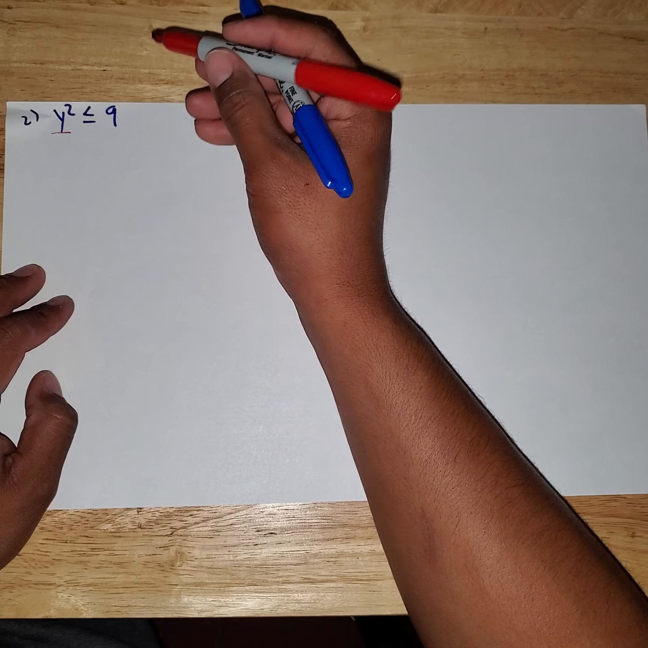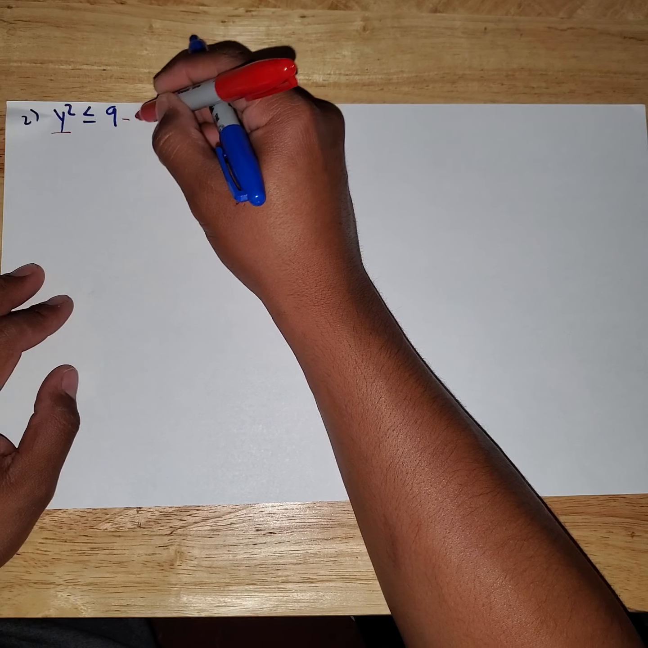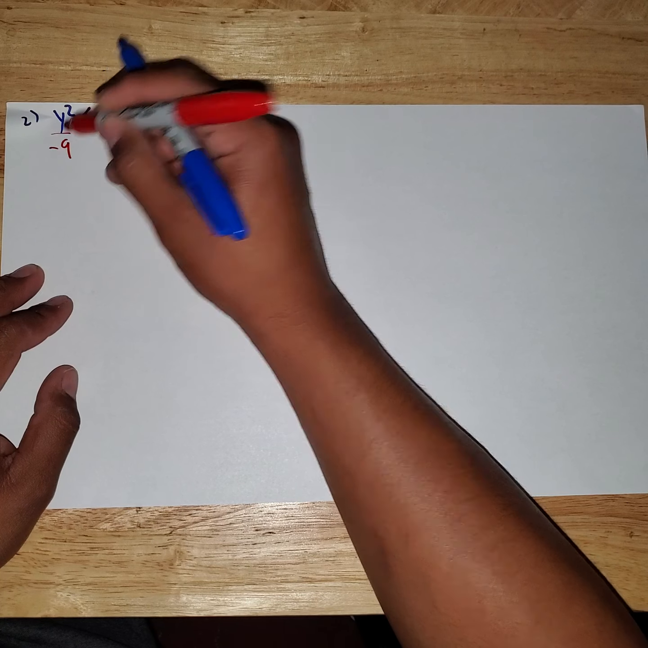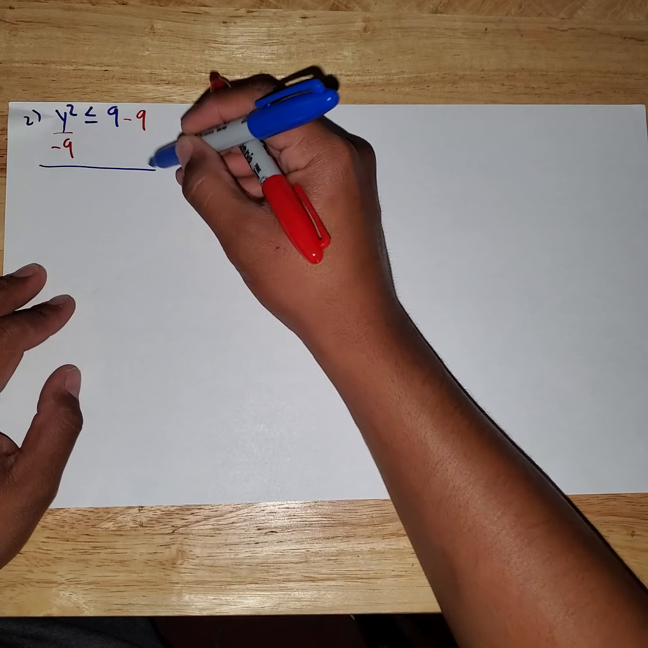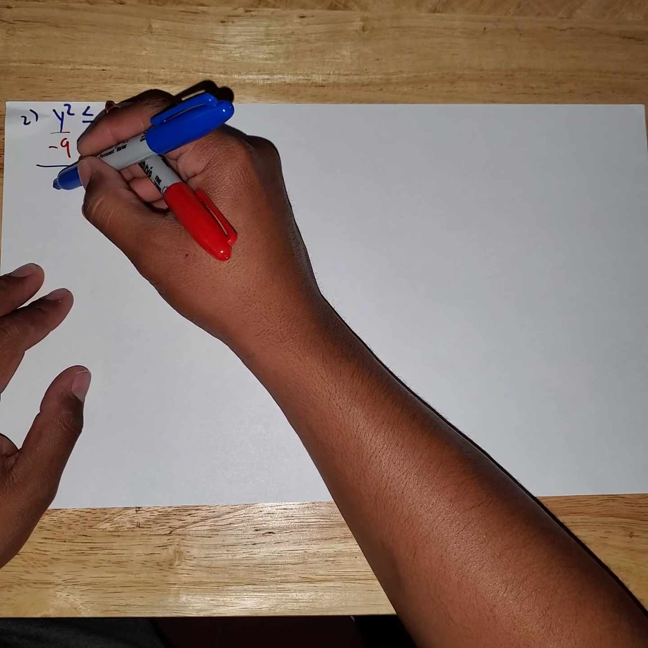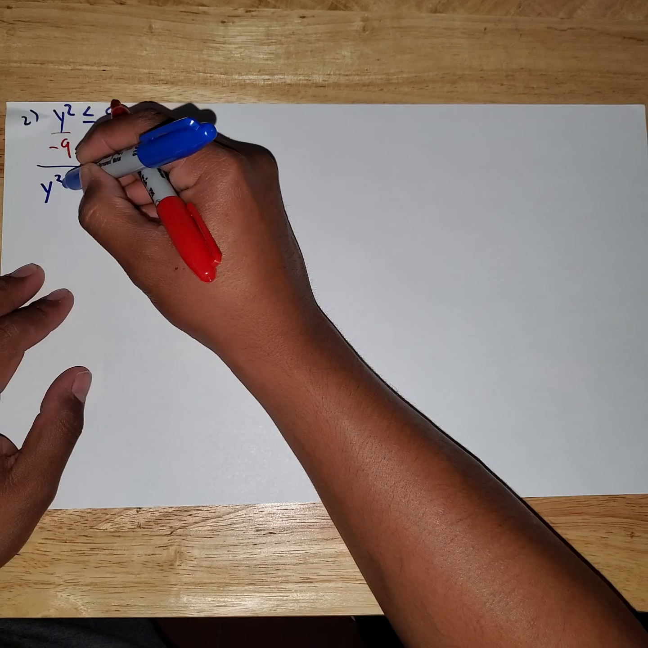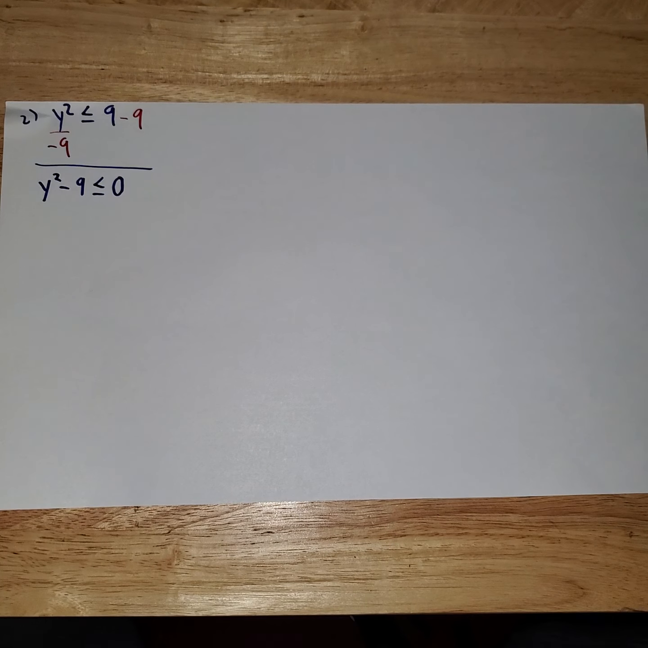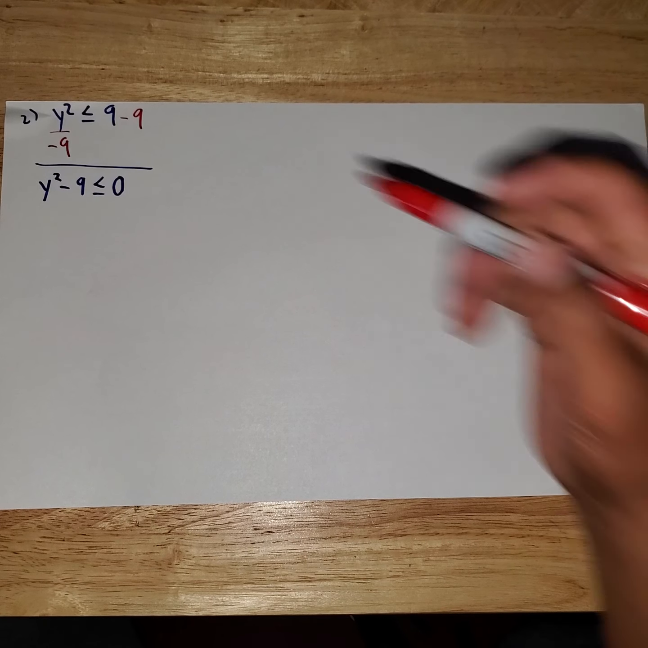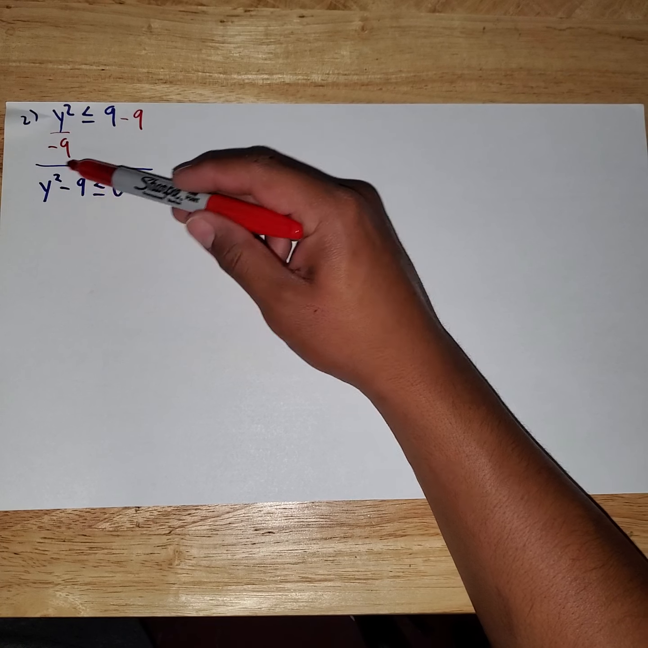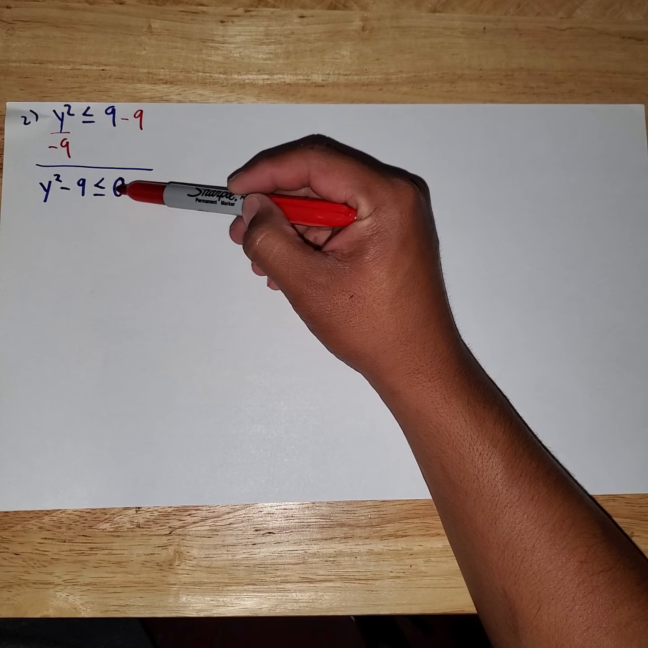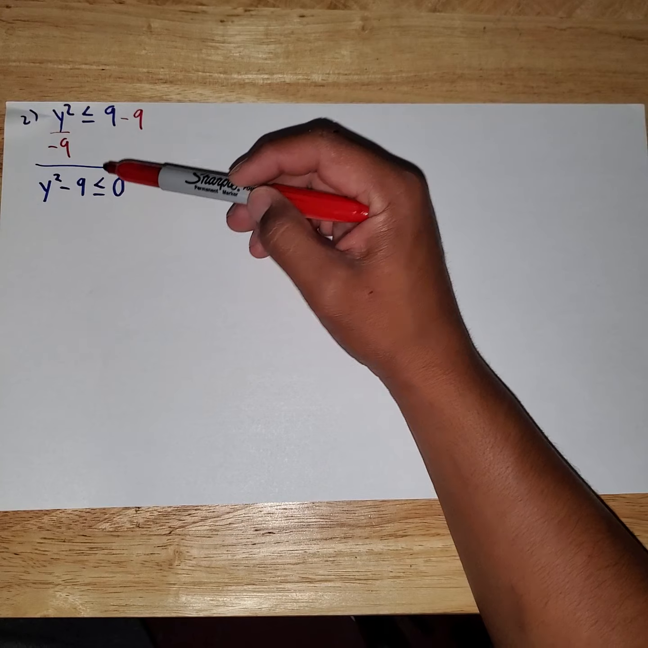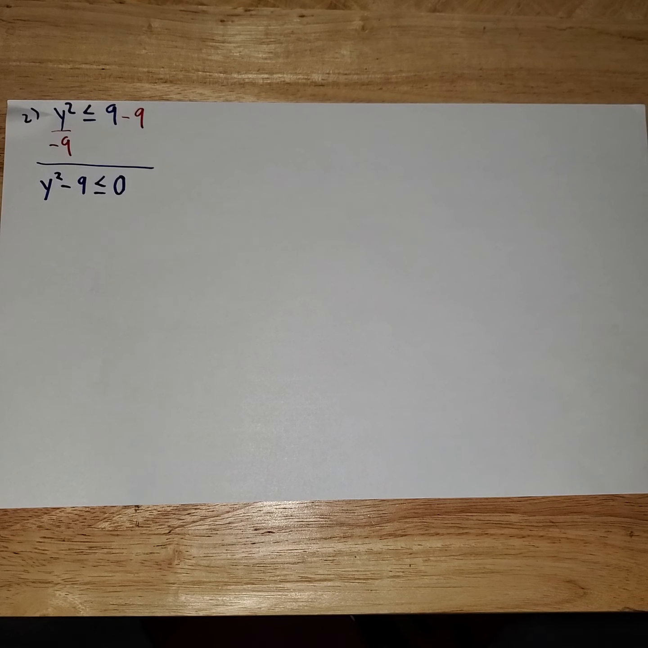Remember, we usually want our leading terms to stay positive. So I'm going to subtract 9 from both sides. That's going to leave me with y squared minus 9 is less than or equal to 0. Again, eventually we'll worry about this. Remember, this was, and now it's going to be our smaller side. This is our bigger side, or they can be equal to each other.